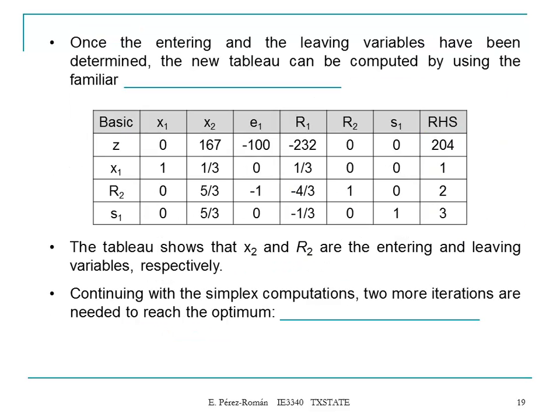So once the entering and the leaving variables have been determined, the new tableau can be computed by using the familiar Gauss-Jordan operations. So this is what's going to happen. You're going to perform the Gauss-Jordan operation. You're going to make this 1 and this coefficient 0. Look at the tableau. Now you have x1 entering the basic. You still have a second artificial variable in the tableau.